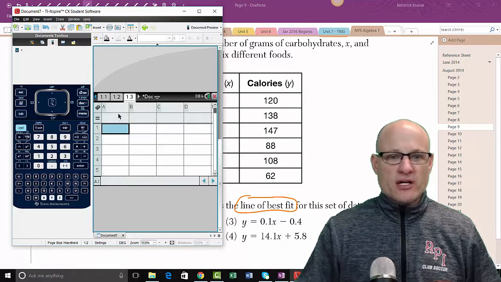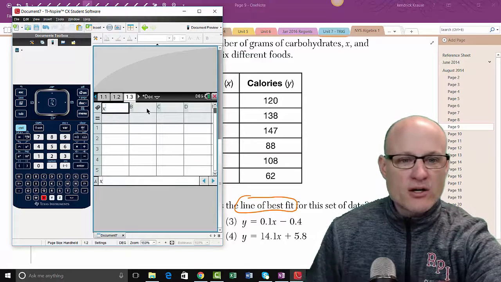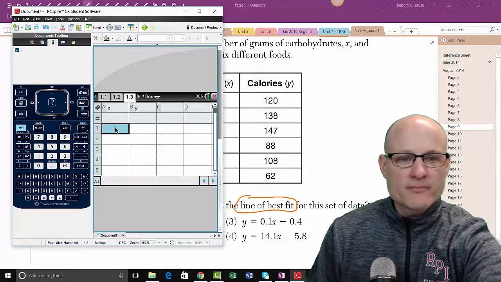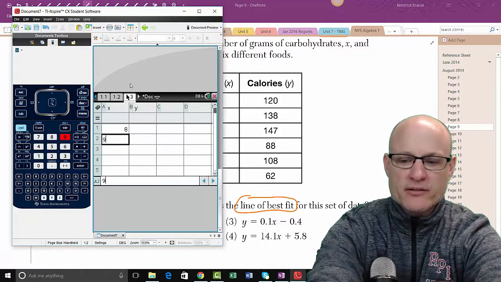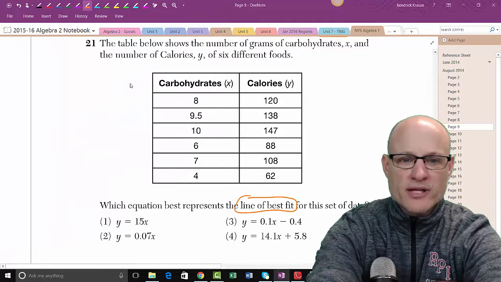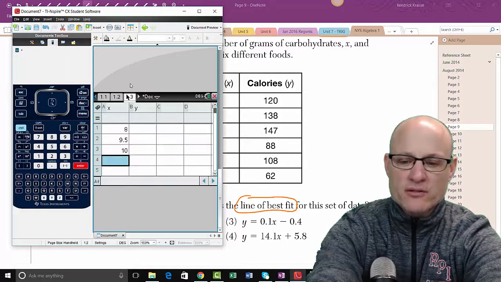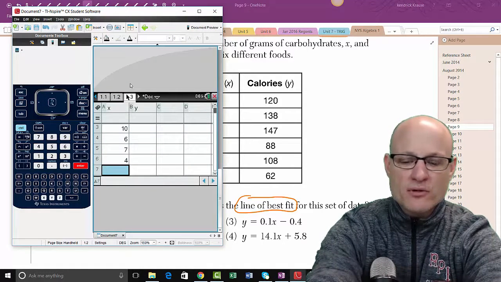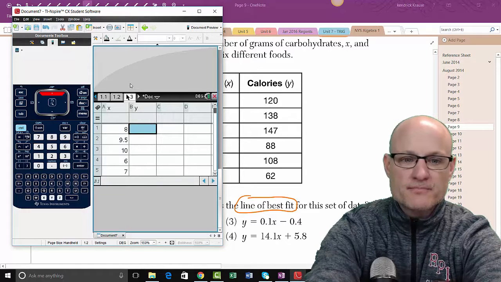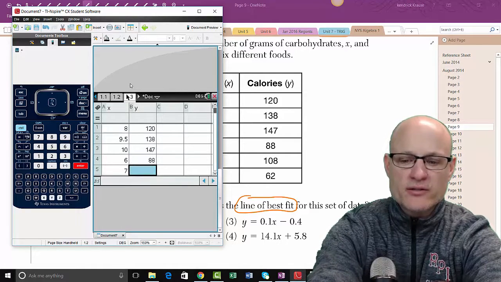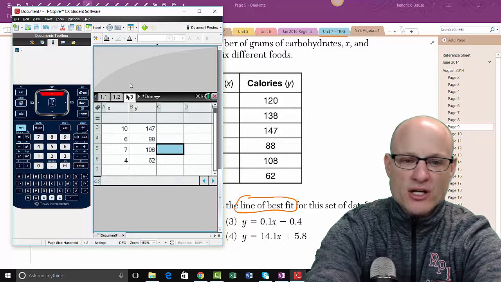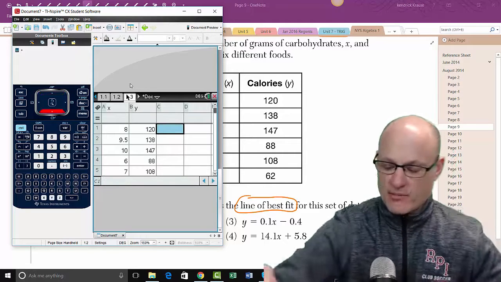So statistics. I call this X. I call this Y. Whatever. And let's see. 8, 9.5. 10, 6, 7, 4. Hopefully I got those right. 120, 138, 147, 88, 108, 62. Boom. Check, triple check those numbers. I think I got mine in there right.